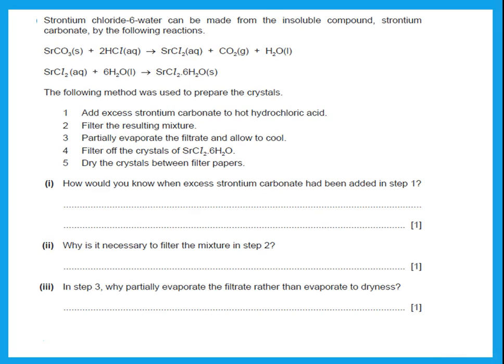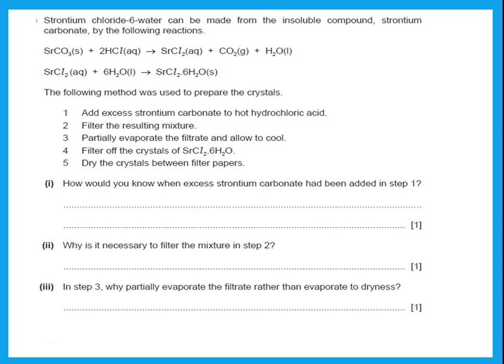Okay, so he's trying to prepare strontium chloride 6 water, and he says this is the method that we're using. He says add excess strontium carbonate to hot hydrochloric acid. So how would you know when excess solid has been added? When we do this, first of all, which method is he using? Is he using titration or neutralization or precipitation? Well, if we're adding excess solid to the acid at the beginning and then we're going to filter, this is the one that we called neutralization.